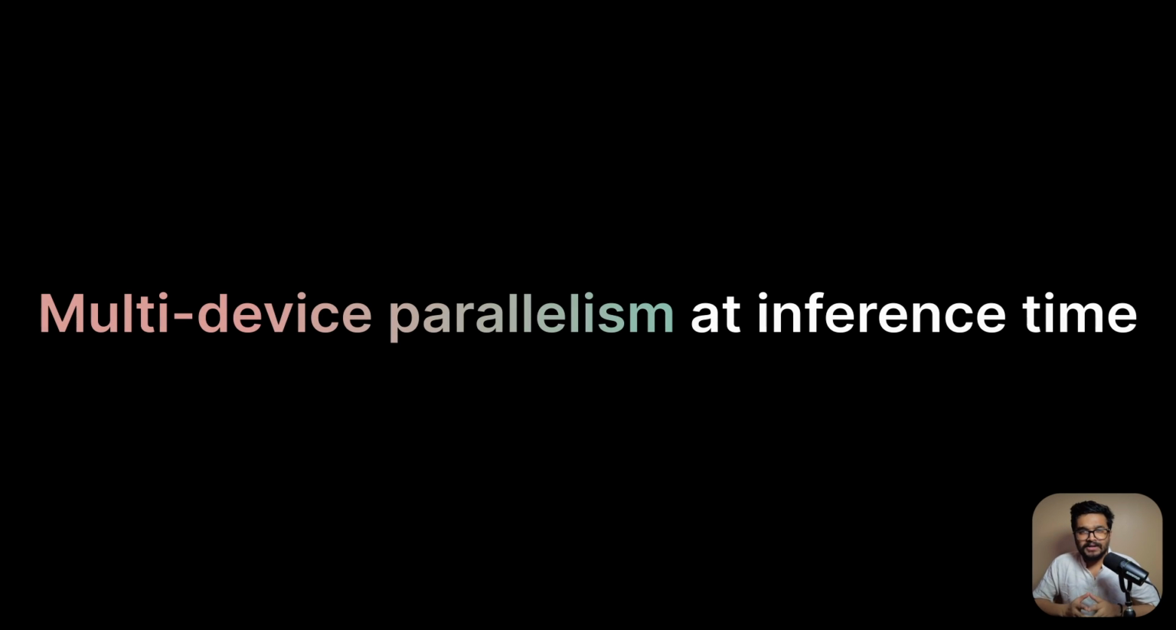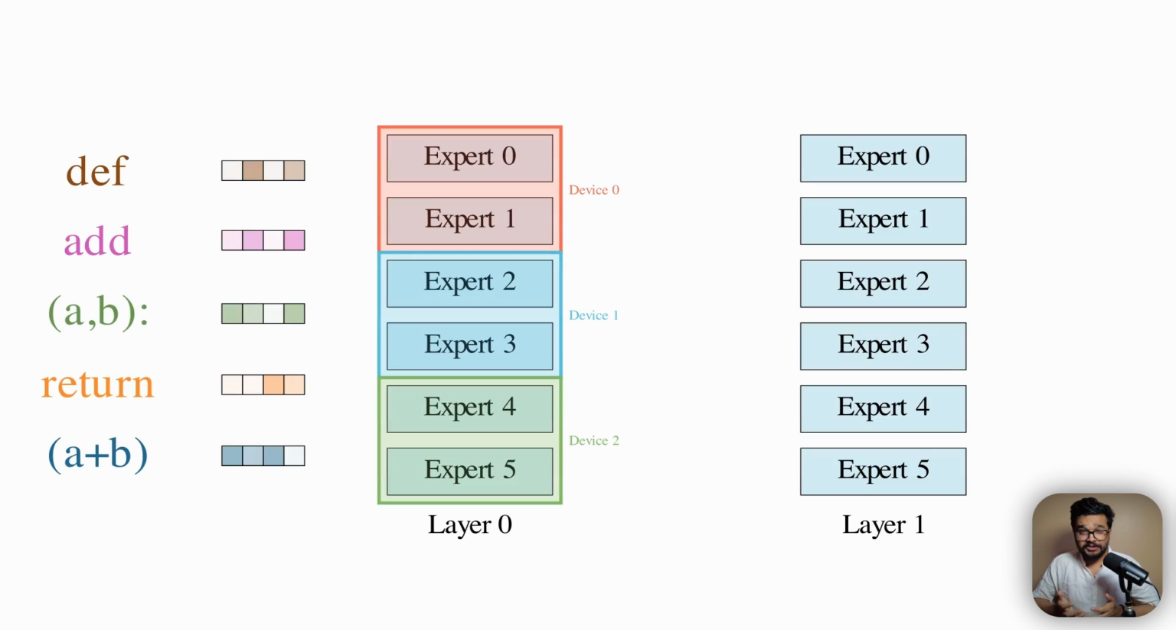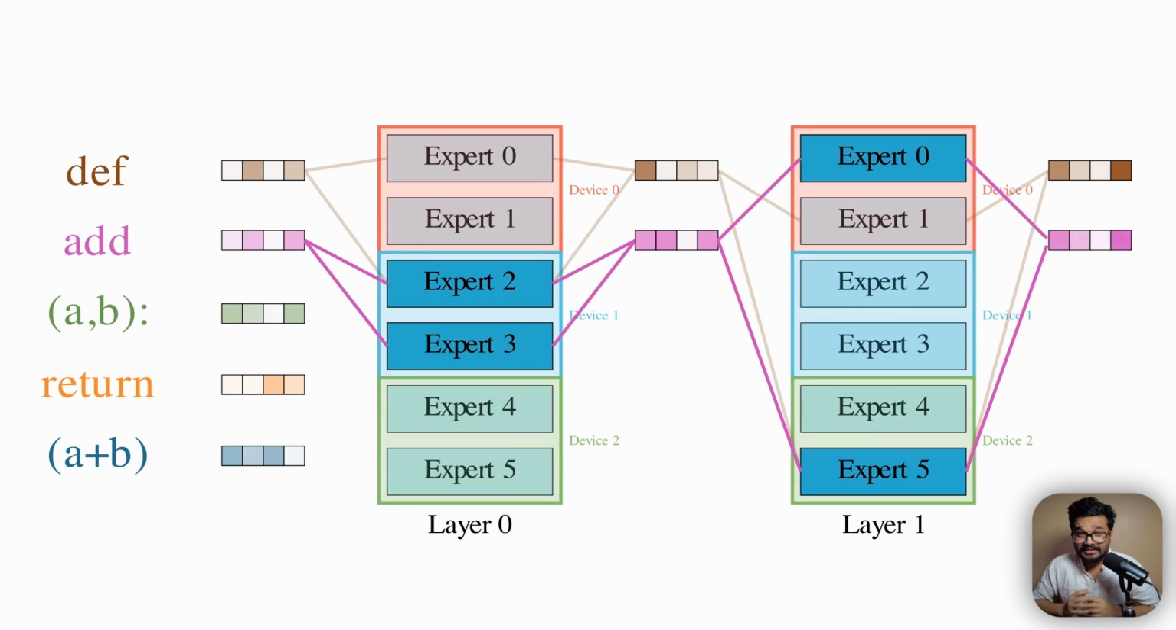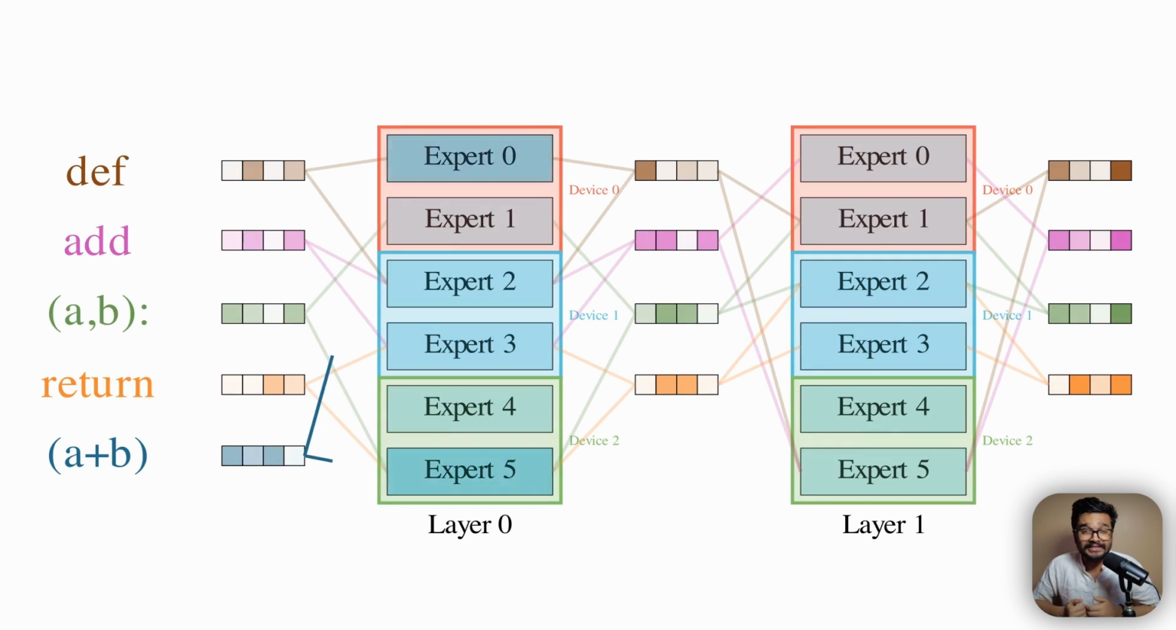We are going to talk more about how to implement some of these concepts, but first, let's talk about the benefits of an architecture like this. Well, one benefit is multi-device parallelism at inference time. Suppose you have multiple GPUs. You can place individual experts in different devices and parallelly process the sequence across multiple devices.